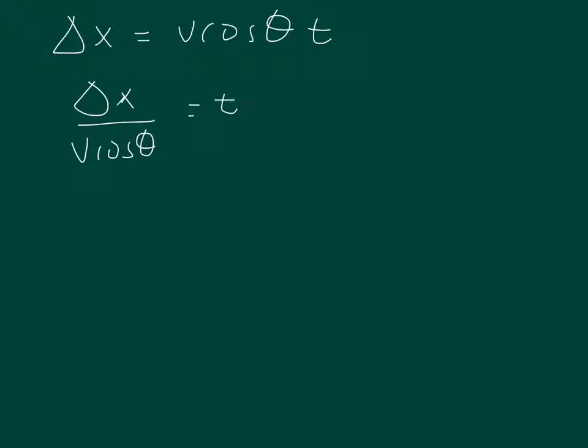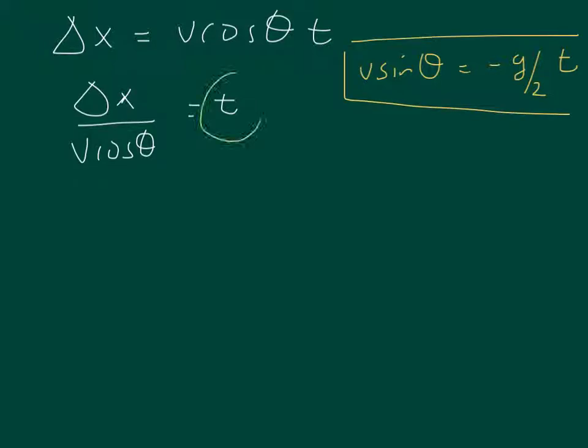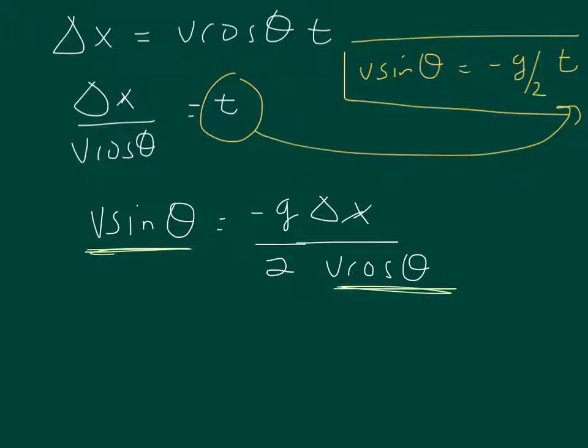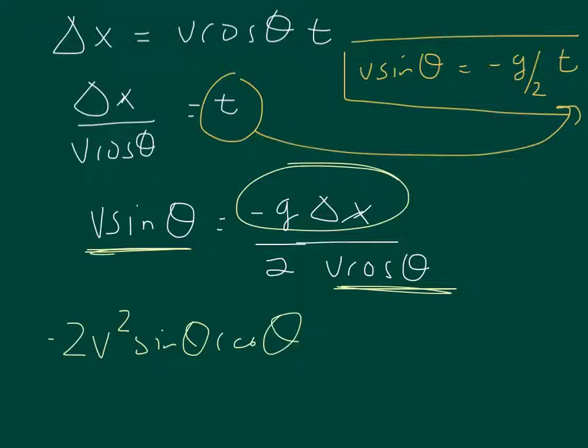In the horizontal direction, I have delta x equals V cosine theta t, and I'm going to solve that for t. So delta x over V cosine theta equals t. Then I add in my equation from the other page, and I'm going to take this t and sub it in over there. So that means I get V sine theta equals minus g over 2 times delta x over V cosine theta. And I know that the V sine theta and the V cosine theta are basically the same, and I basically have proven that g and delta x are inversely proportional to each other. If I rearrange this equation, I'm going to get V squared sine theta cosine theta times 2, maybe even a negative sign, equals g delta x.